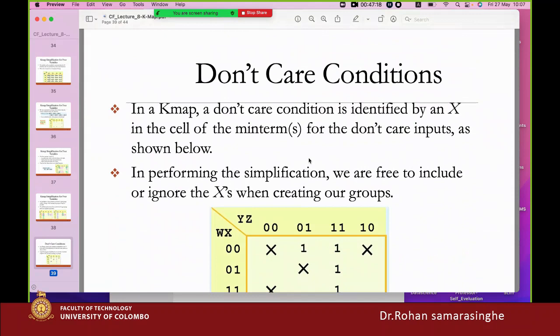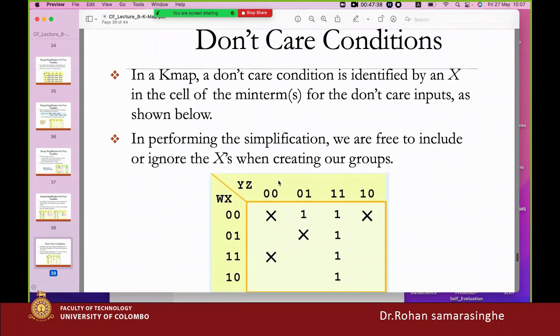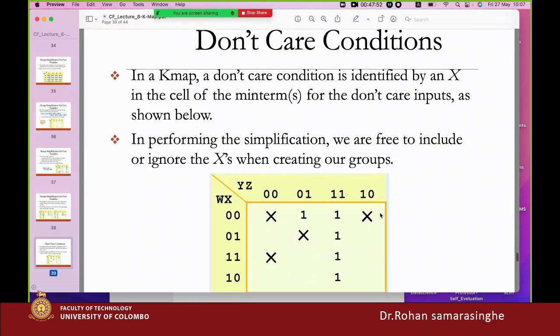One important thing is to understand the don't care condition. This condition is very, very important because when you are grouping, if the problem is given with don't care conditions, you can cross mark the don't care condition. In K-maps, the don't care condition is identified by the X and is called the minterms for don't care inputs, as shown below. Here you can see.